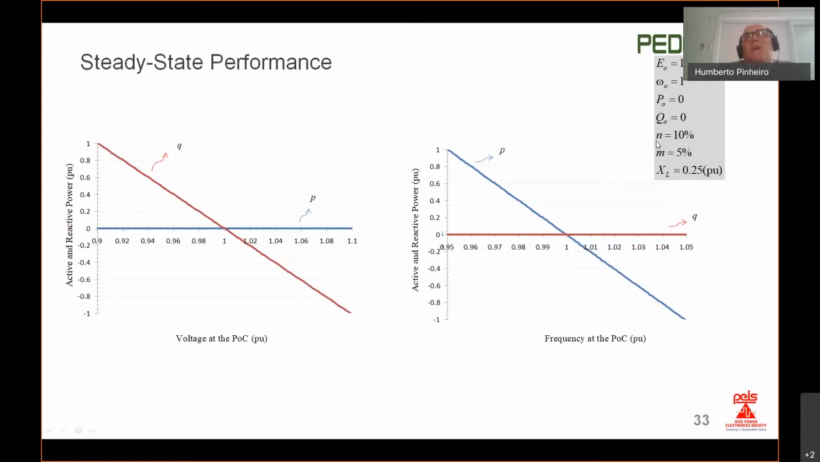Okay, so it does not depend. Also, you can change this virtual inductance or the reactance, and it will not change this voltage var characteristic.